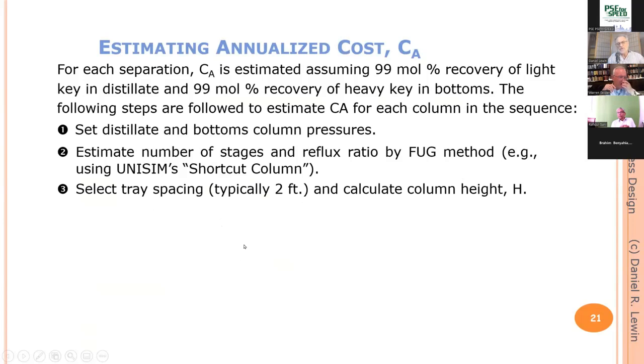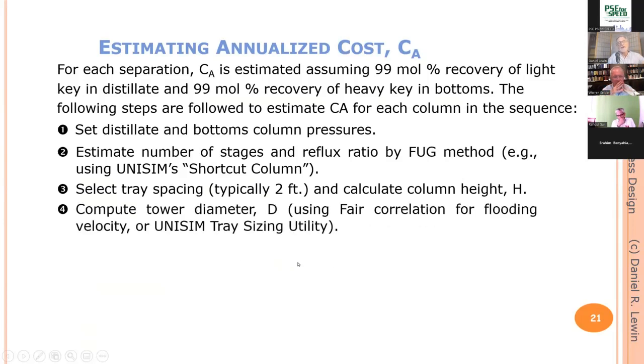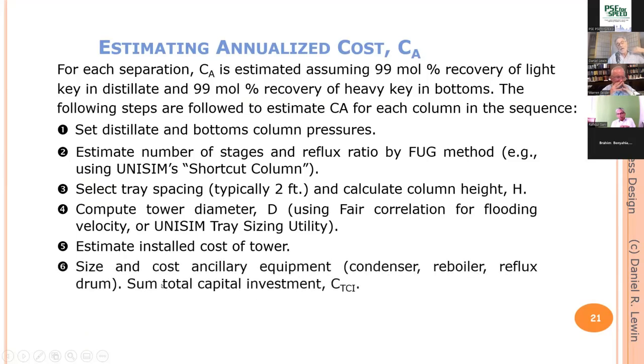We assume a tray spacing. We calculate the column height because we know how many trays we have already. We compute the tower diameter using the Fair correlation, or for example, in UniSim, the tray sizing utility. This allows us to estimate the cost of the tower. The auxiliary equipment, of course, the condenser, the reboiler, the reflux drum, these have to be estimated also. This gives us a total capital investment.